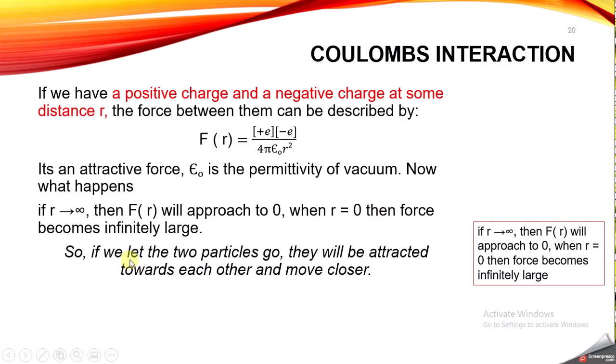So if we have two oppositely charged particles and we let them go, they will be attracted toward each other and move towards each other. We know that if r is equal to 0, the force will be maximum, and if r is equal to infinity, the force will be minimum. But we don't know what happens when we leave the two particles and they move toward each other: in what time they will move, and how they will cover the distance. So we don't know the movement of the particles as a function of time.